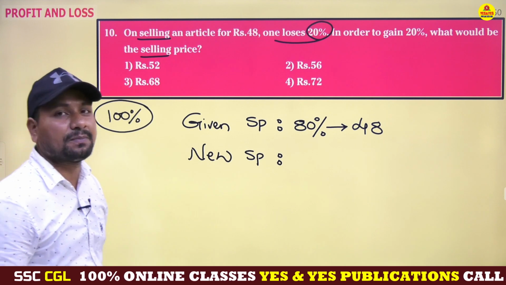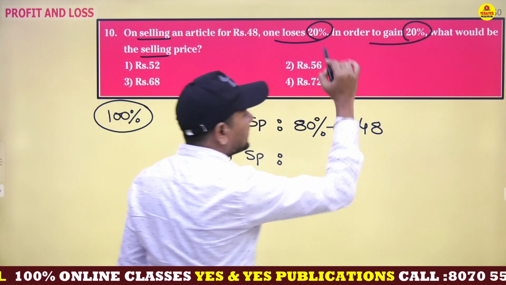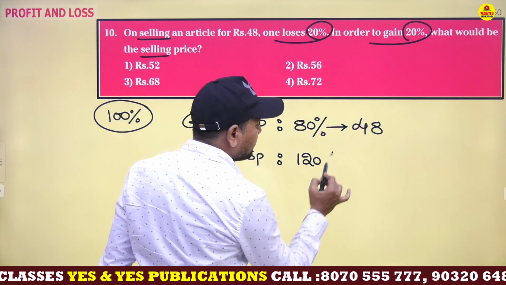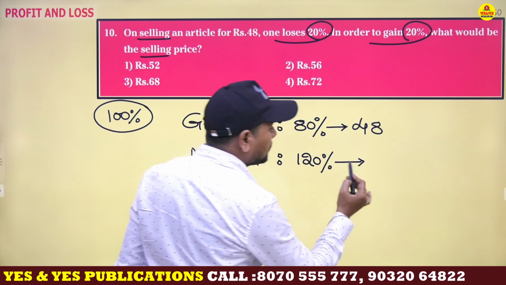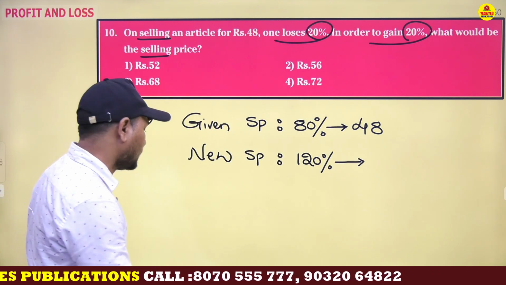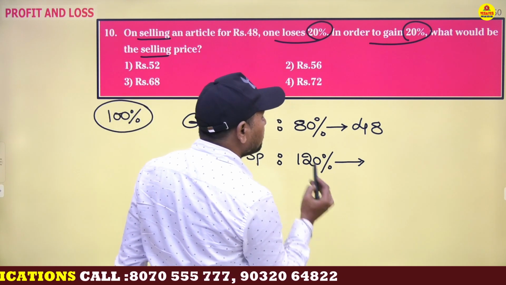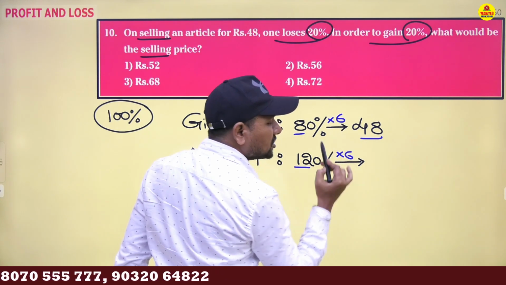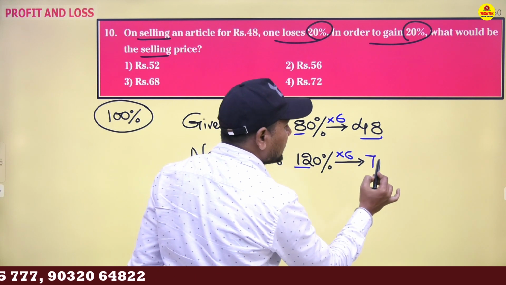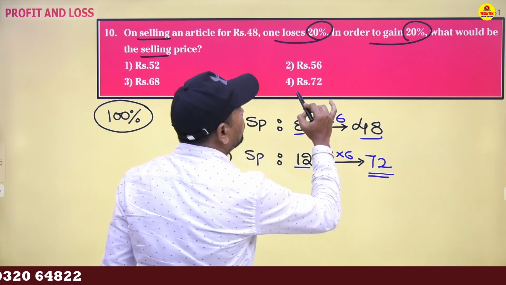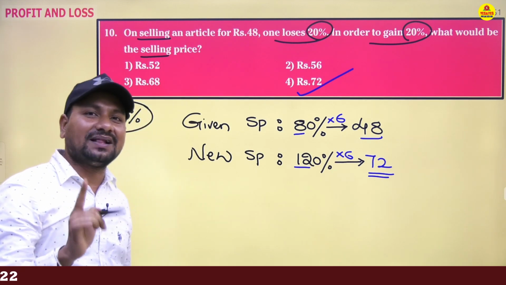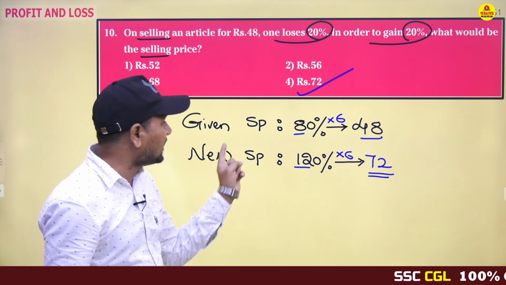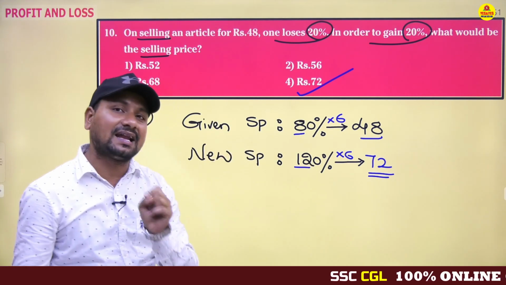Now we need to calculate the new selling price. The new selling price is with a profit of how much percentage? 20%. A profit of 20% means it becomes how much percentage? 120%. 120% is equal to what? Here is how to calculate, a simple way. 8 to 48, how many times? 6 times. 12 to the question mark, how many times? 6 times. 12 sixes are 72. The second selling price becomes 72. If you sell the product for 72 rupees, you will definitely get how much percentage profit? 20% profit. With reference to the given selling price, you calculate the new selling price.